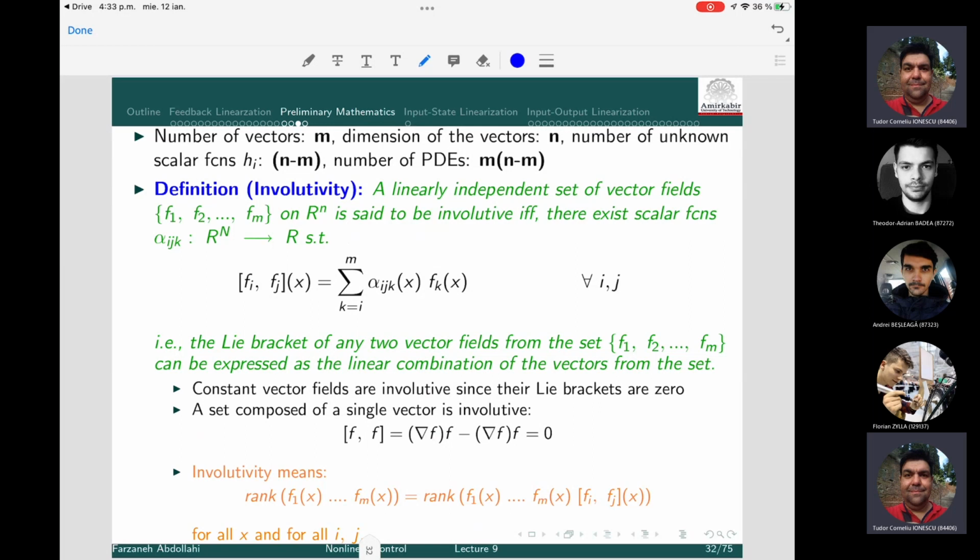Constant vector fields are involutive since their Lie brackets are 0. That makes sense, because you have derivatives and the derivatives of constants are 0. A set composed of a single vector is also involutive. Involutivity means that the rank of the matrix f1 up to fm of x equals the rank of f1 up to fm with the addition of the Lie bracket between any two vector fields fi and fj, for all x and all i and j.